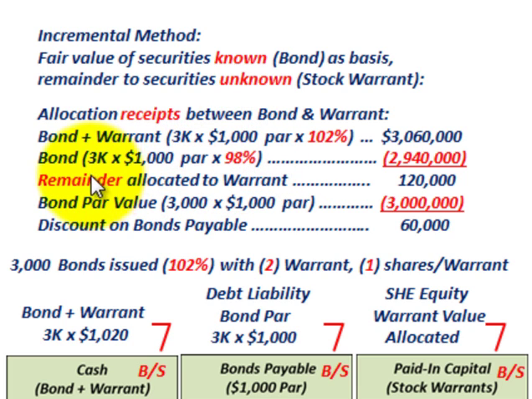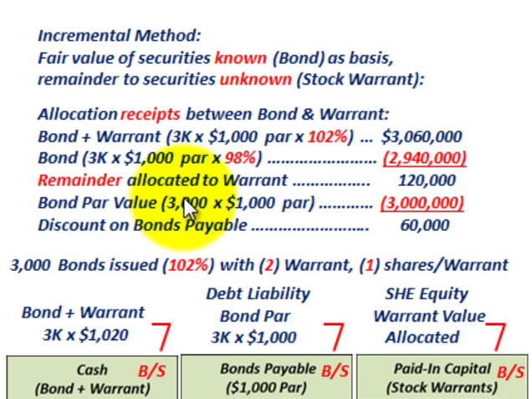Now this is where the remainder here is allocated to those warrants. So we had the bond plus the warrant here at $3,060,000. We know what the bond value here was, $2,940,000. So the difference gets allocated to the warrants here at $120,000.